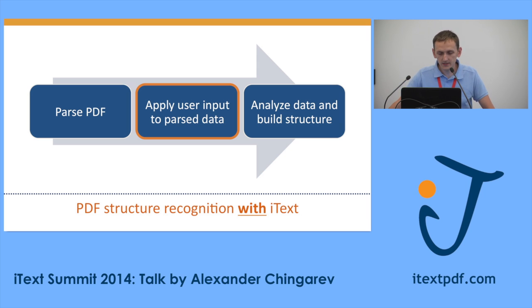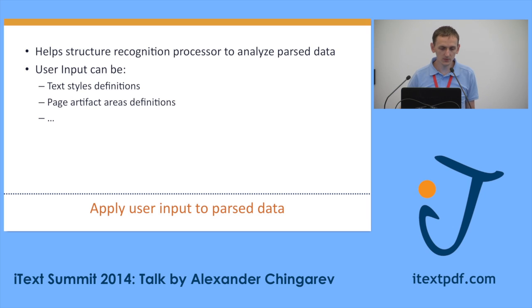Now let's go further and try to apply user input to the parsed data. So why do we need user input? First, it helps the structure recognition processor to analyze parsed data. It helps to make a distinction between text styles of plain text, text styles of headings, of captions, etc. So for our page, we need to define text styles for plain text, heading, and caption, and we need to define page artifact areas.